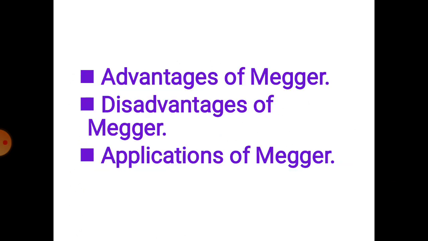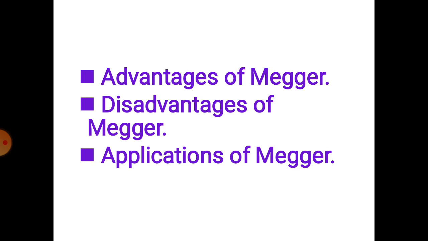Now we are going to discuss the advantages of Megger. The first advantage is it is used to measure high resistance. Second, it is small in size. Third one, it is simple to operate. Fourth one, it is robust. Fifth one, no external source is required. And sixth one is it is cheaper.